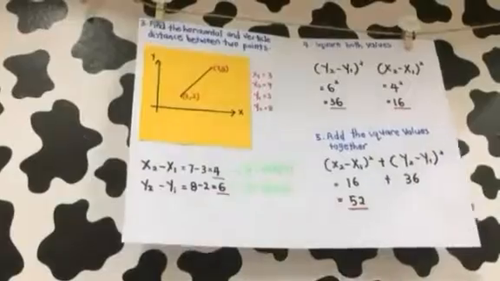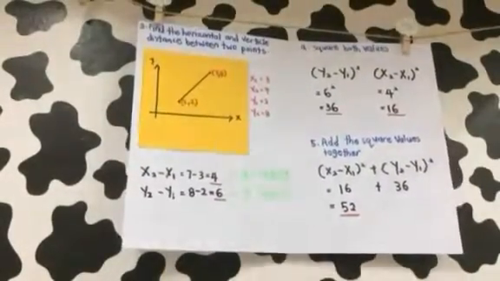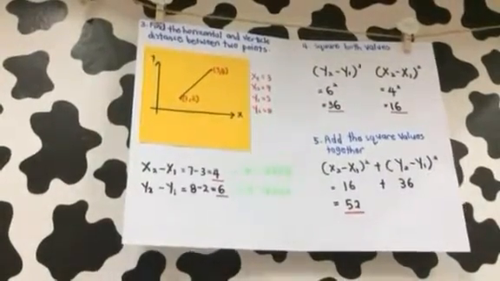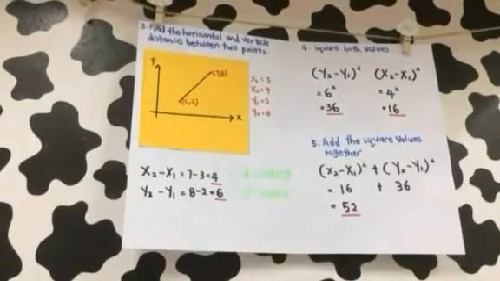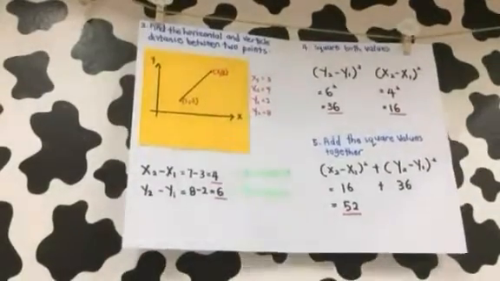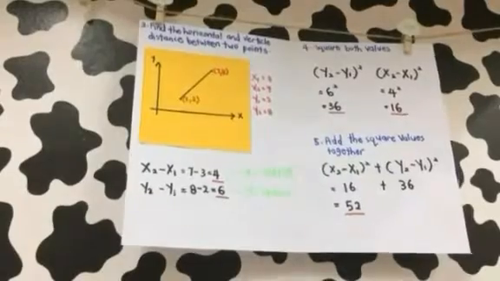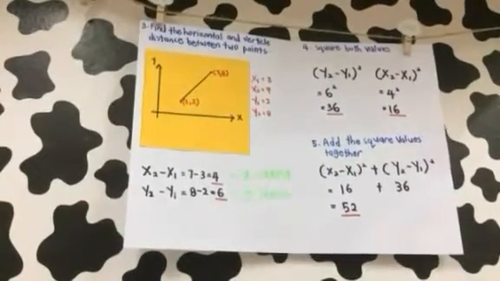Method 5, add the square values together, which is x2 minus x1 squared plus y2 minus y1 squared. As an example, 16 plus 36. This is from step 4, where you square both values, and in step 5, you add both squared values, which gives you 52.